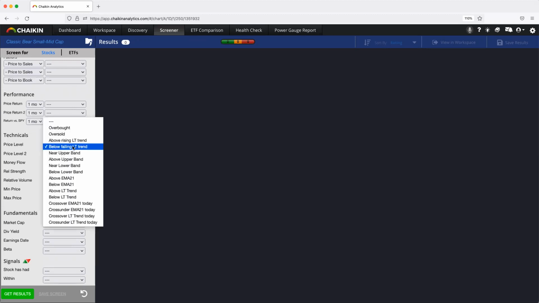The price level is listed as below a falling long-term trend line. So we want to see the stock price not only be below a long-term trend line, but have that long-term trend line be falling, right? This is something in a clear downtrend that we're looking for, right?